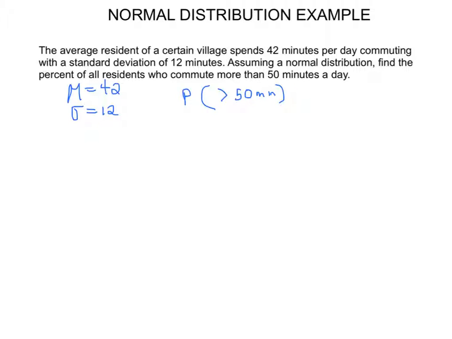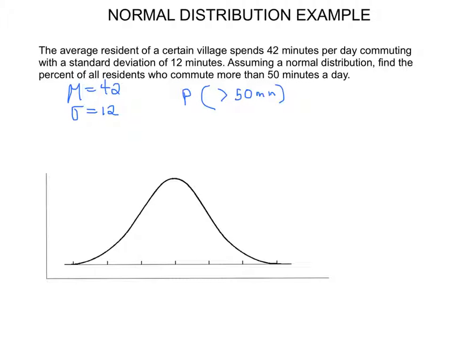So now that we have our information down, let's go ahead and draw our normal curve. So here is our normal curve, and we are going to put our mu down here. Here our mu is 42, and we are looking for 50. Now we're going to notice that 50 is to the right of 42, and we want to know the percent of all residents who commute more than 50 minutes a day, which means that we are looking for this area under the curve.